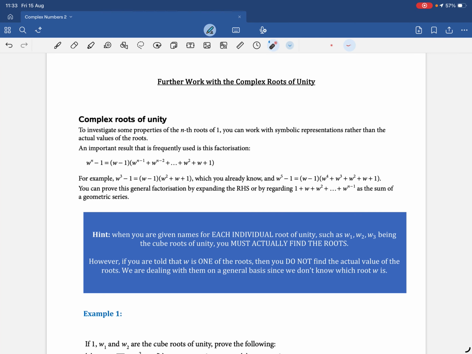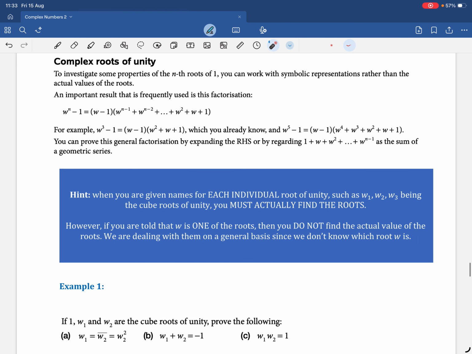Alright, today we're going to look at further work with the complex roots of unity. So, we can investigate the solutions to the nth roots of 1. We're going to work with a symbolic representation of the roots rather than actual values. It's important to remember, as you've hopefully seen in the holiday homework I've set for you, that we can factorise w to the n minus 1 as such.